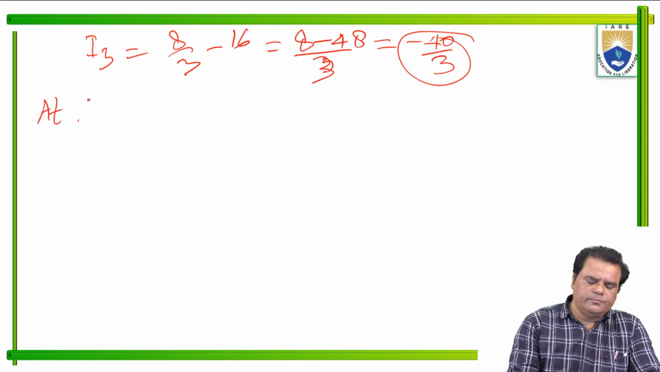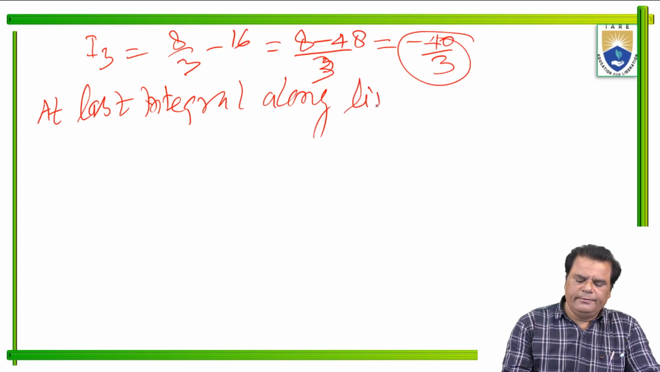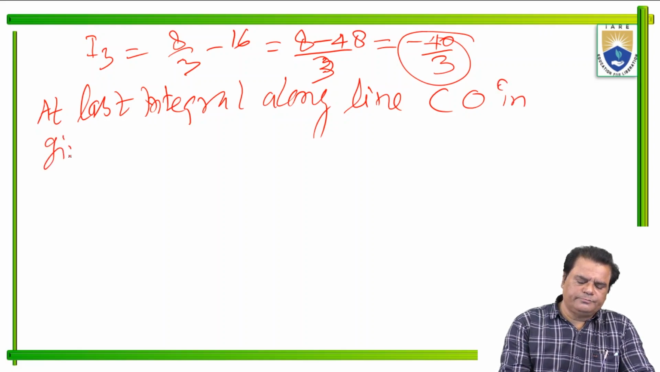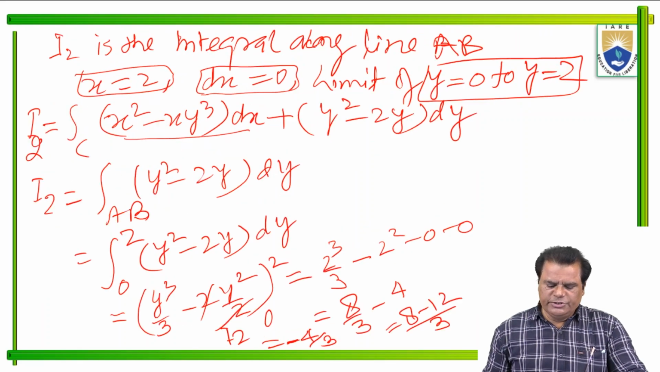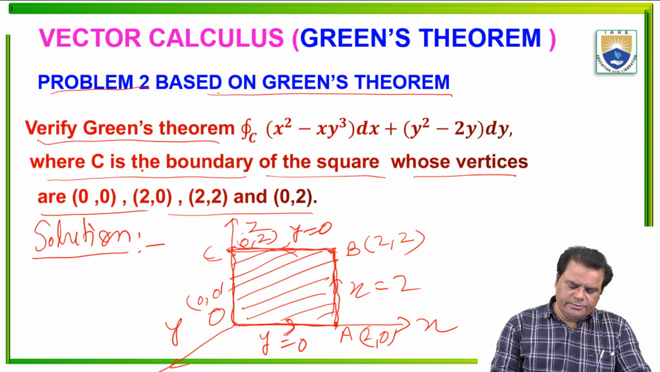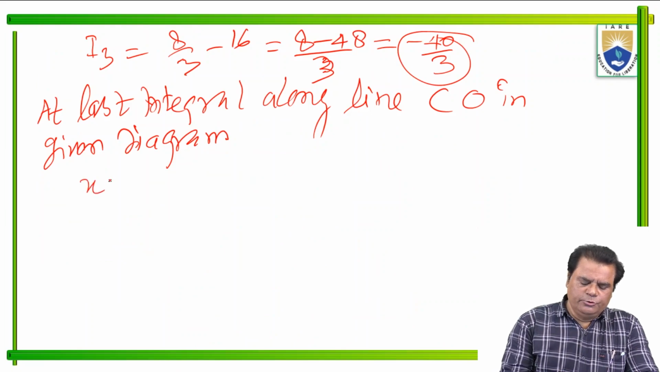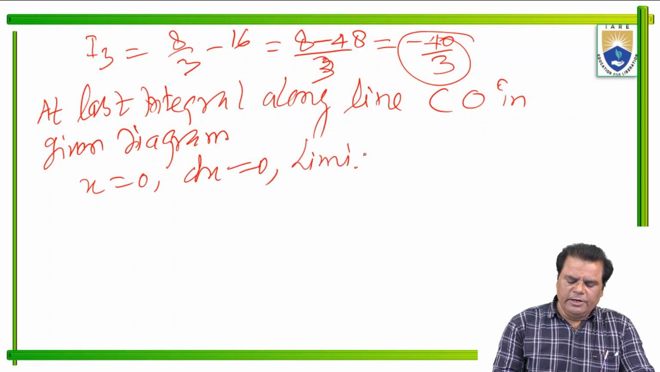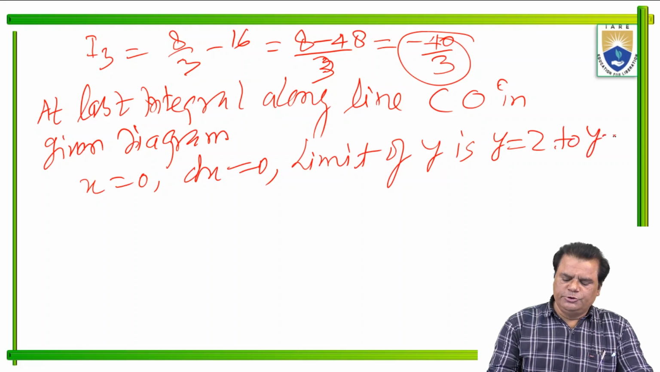At last, the integral along line CO in the given diagram. CO is this line, where x equals 0 and y varies from 2 to 0. Here x equals 0 and dx is 0. The limit of y is y equal to 2 to y equal to 0.